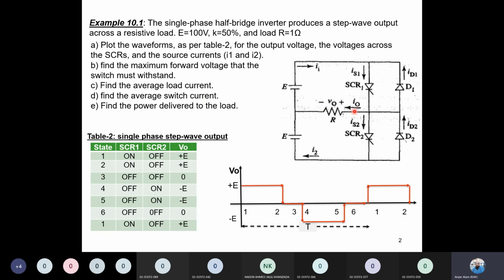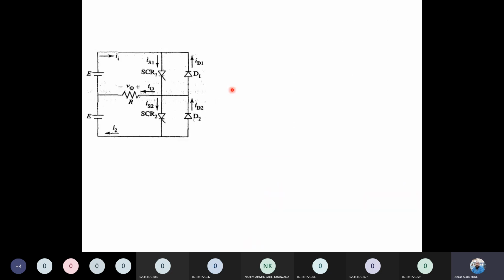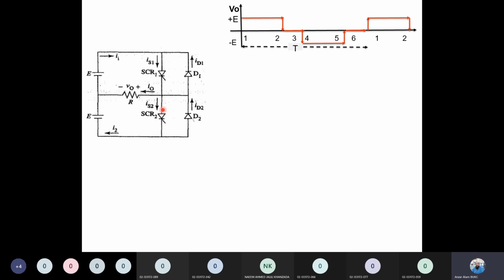फाइंड द एवरेज स्विच करंट, फाइंड द पावर डिलीवर्ड टू द लोड, इस लोड पे कितनी पावर डिलीवर की जा रही है। How much power is being fed to this load with these conditions. So it's a good numerical example for the better understanding of the half bridge inverter. Now let's move. So I think this is the reason I have drawn it once again.